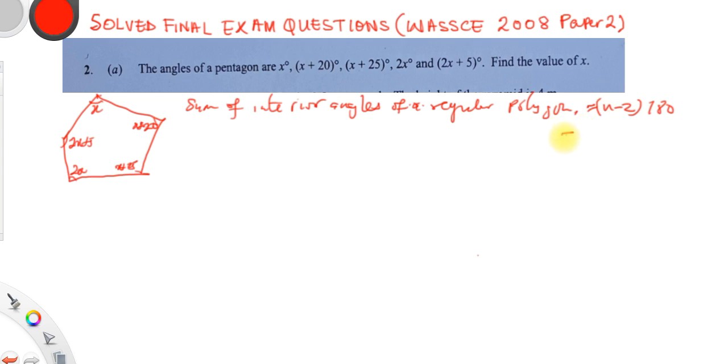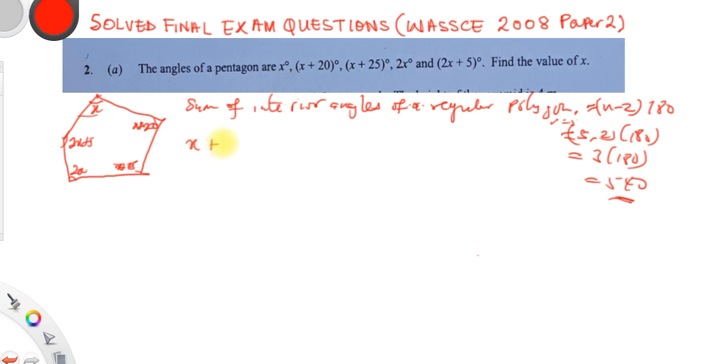So it means that for this pentagon, n is equal to 5. So we get 5 minus 2. The sum will be 5 minus 2 times 180, which is 3 times 180, which is equal to 540. So it means that the sum of the interior angles of a regular pentagon is given by this. So if we sum all these interior angles, we have to get 540.